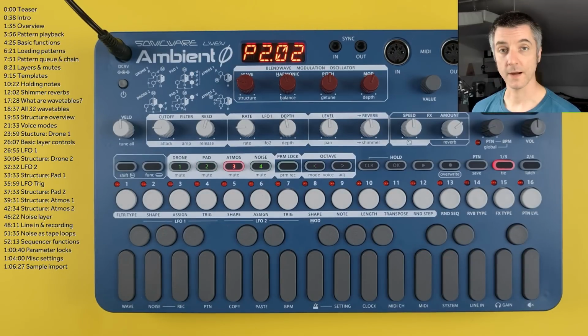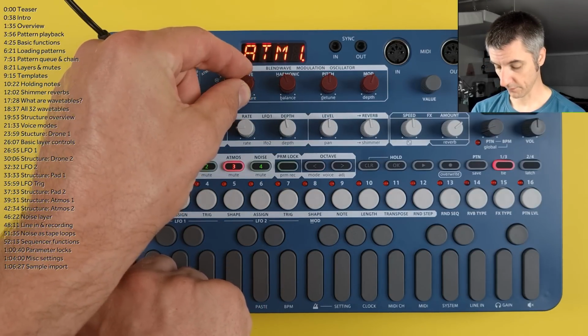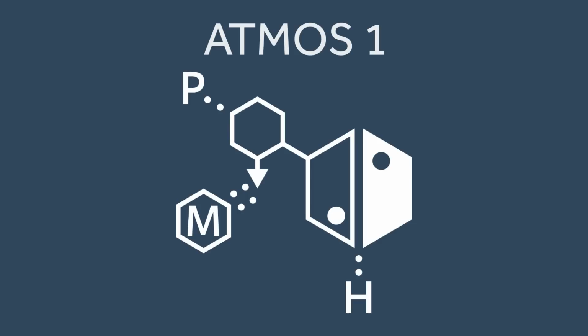So let's take a look at the Atmos structures. These differ a little bit in that they include a ring modulation in Atmos 1 and FM in Atmos 2. So starting with Atmos 1, let's just dial that in and take a look at the structure. So as you can see, this is very simple. We've just got a single output.